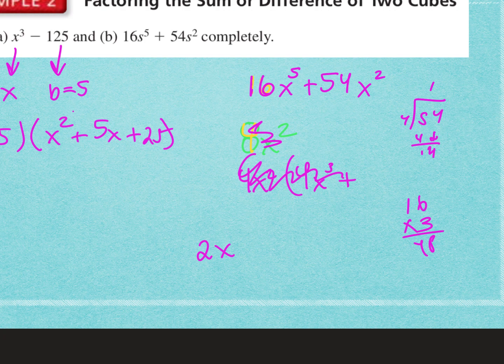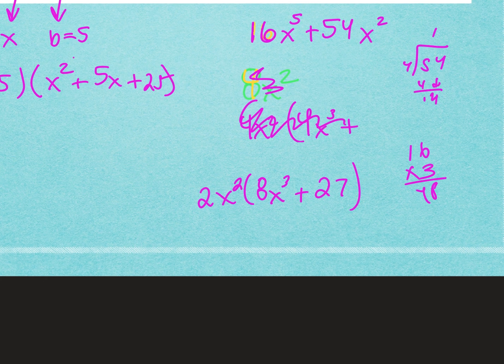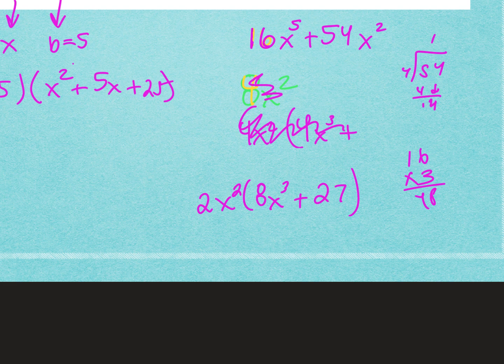If I take out 2x squared, what's 16 divided by 2? 8. X cubed, good. And then plus, what's 54 divided by 2? 27? Yes? Okay, now I'm glad, guys, I went through that way purposefully, because it's not always going to be the most apparent thing. It's not always just going to jump out at you. So when all else fails, start with a small number and see if you can work up from there.